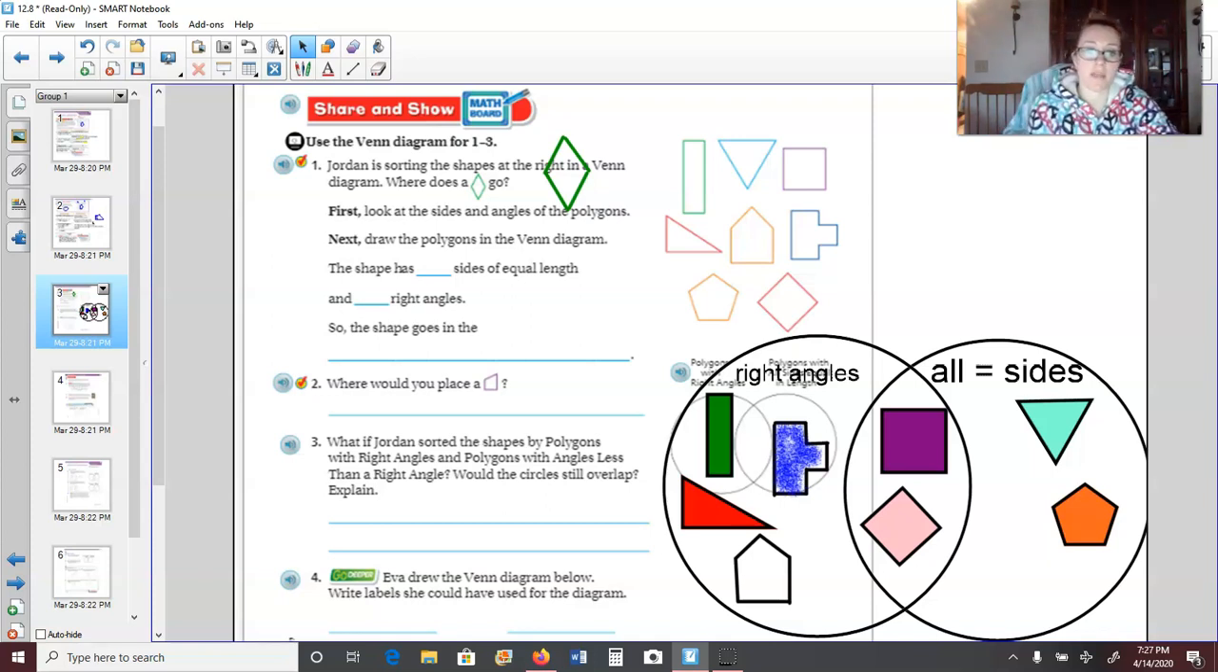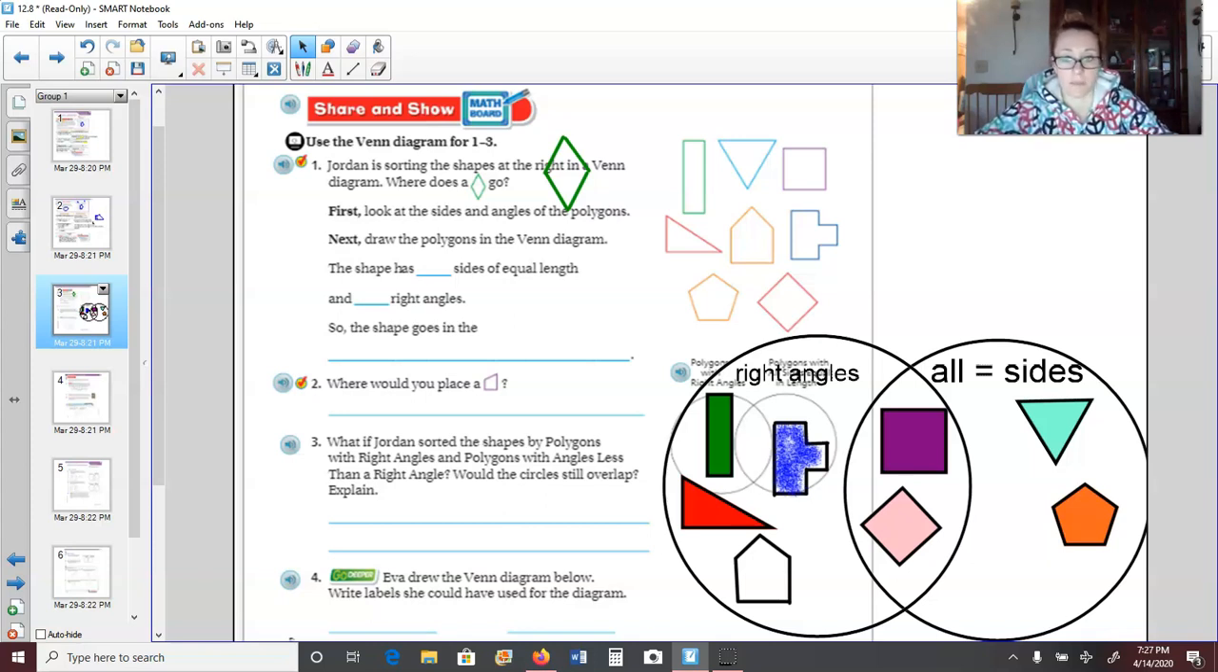Is it a shape that has right angles? Does it have all equal sides, or both? So first, look at the sides and angles of the polygon. And next, draw the polygons in the Venn diagram. Okay, so we kind of already sorted them. So if you didn't draw those shapes down in the Venn diagram, go ahead and pause the video and do that.